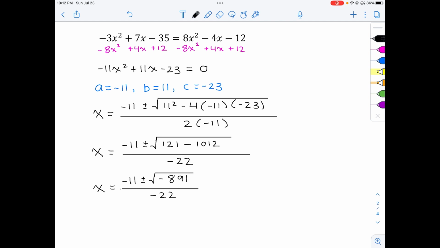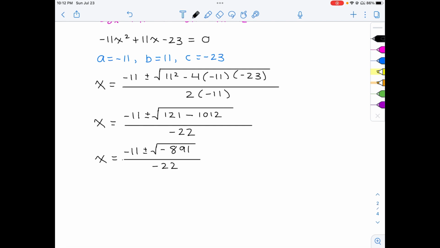But you can't square root a negative number, so what this means is there are no x-intercepts. Okay, or you could say no solutions. It kind of just depends on what you're solving.